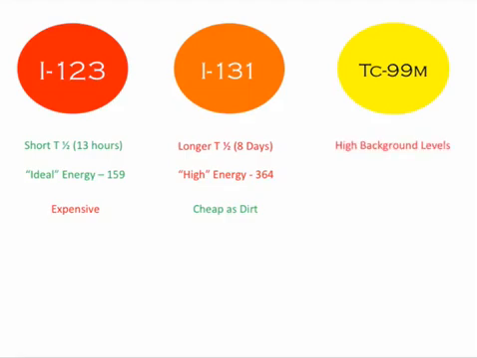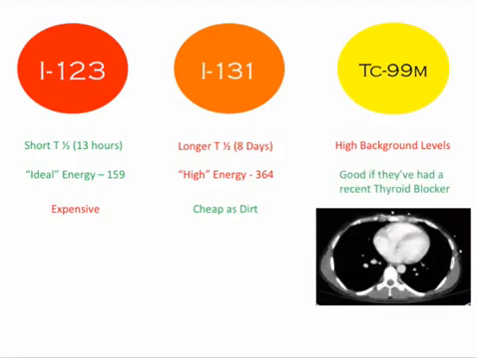Now, TEC makes an uglier picture. It's got high background levels. It is good if they've been on a thyroid blocker. And the classic thyroid blocker for multiple choice is IV contrast. Remember that IV contrast has a bunch of iodine in it that would compete with other stuff going on, and it can act as a thyroid blocker. So don't forget that one.